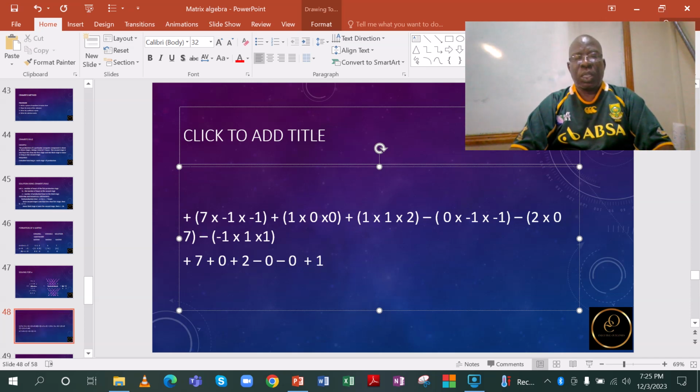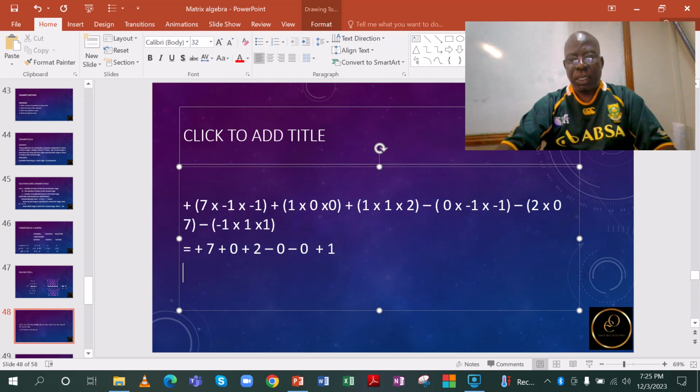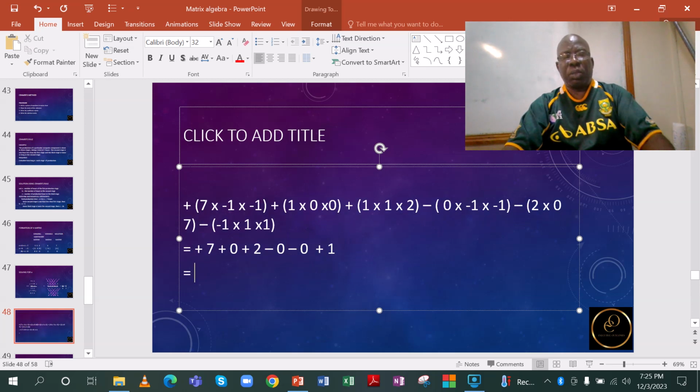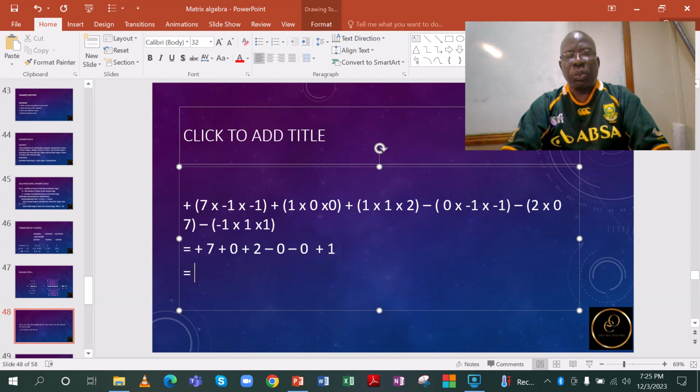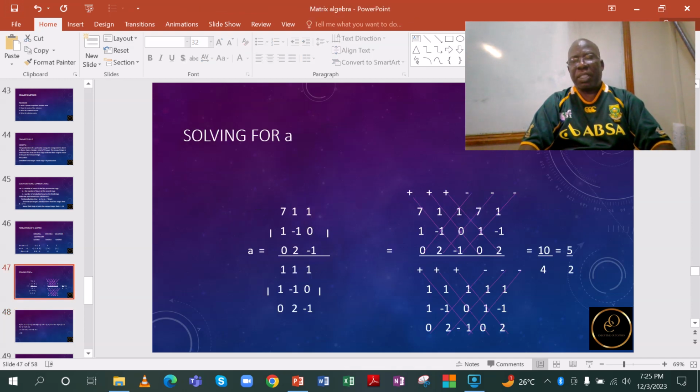Okay, so this is what we have. Resolve this one. It will be equal to 7 plus 2 plus 1, that is 10. That's how you get 10 there. So the determinant on the top will be 10. That's why you have 10 here.